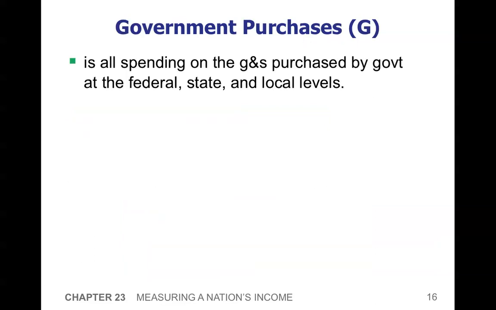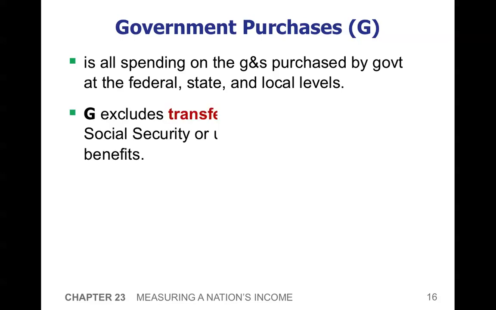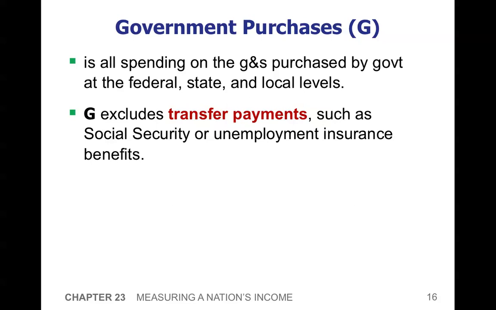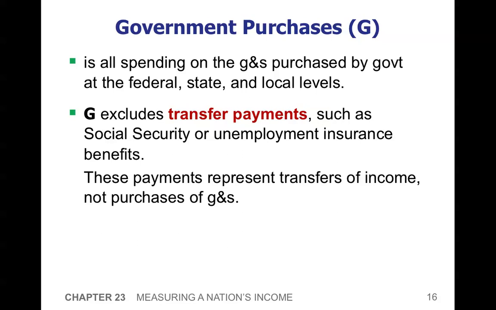Government purchases is all spending on goods and services purchased by the government at federal, state, and local levels. And again, the emphasis is on production, so G, or government, excludes transfer payments such as Social Security or unemployment. These payments represent transfers of income, not purchases or production.